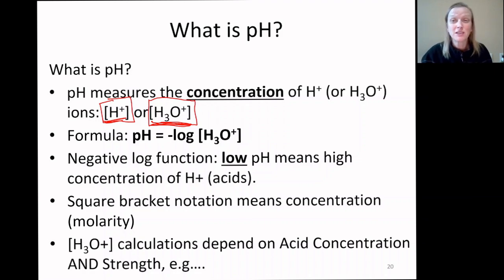The other thing it depends on is the formula of the acid itself. Some acids have more than one hydrogen ion that they can release, more than one acidic hydrogen ion. So sulfuric acid, for example, has 2 hydrogen ions that it can give up, whereas hydrochloric acid only has 1 hydrogen ion. So these are all factors that play into that hydrogen ion concentration.